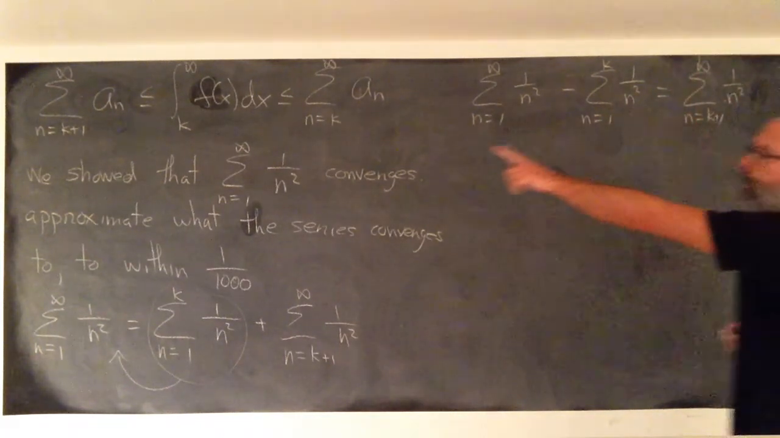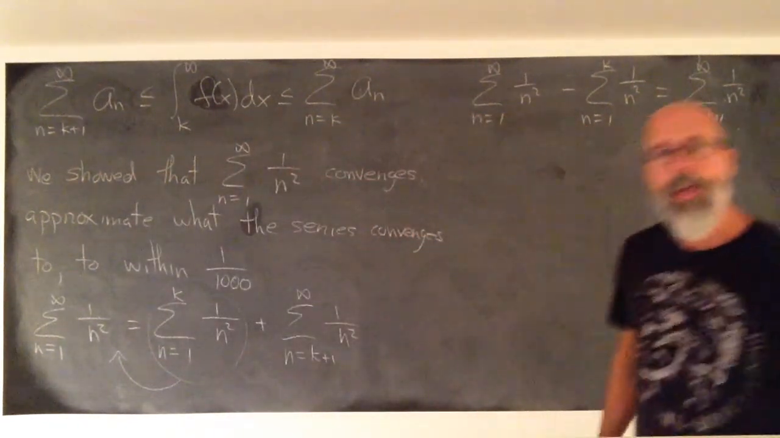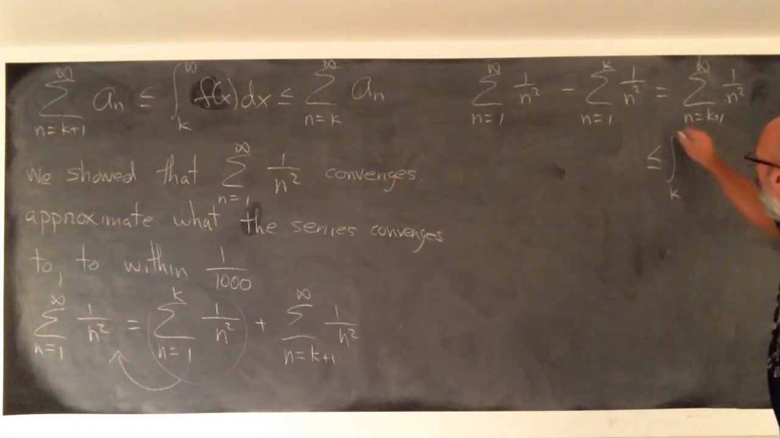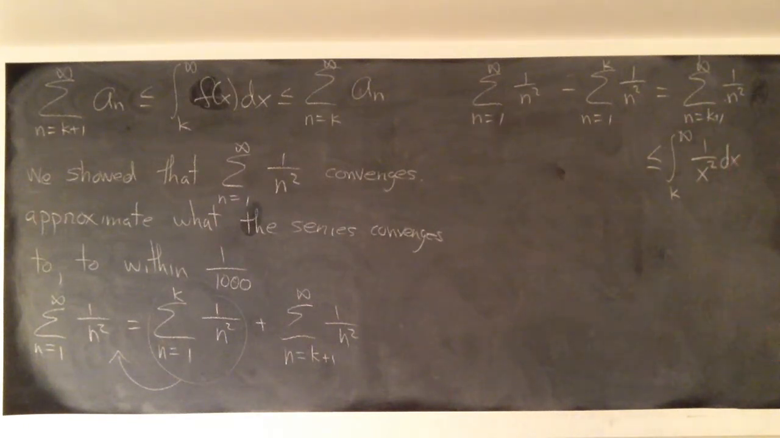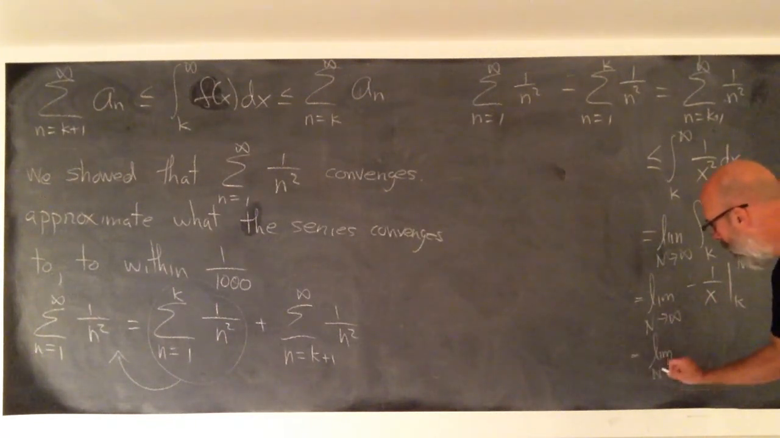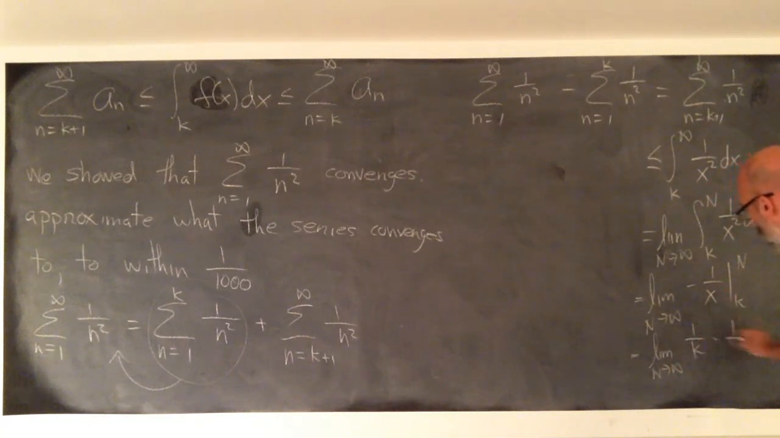But this, according to the proof in the integral test, is less than or equal to the integral from k to infinity of 1 over x squared. And this is easily seen. Let's work it out. It's the limit as n goes to infinity of the integral from k to n of 1 over x squared, which is negative 1 over x from k to n, which is 1 over k minus 1 over n. And as n goes to infinity, this goes to 0, so you get 1 over k.